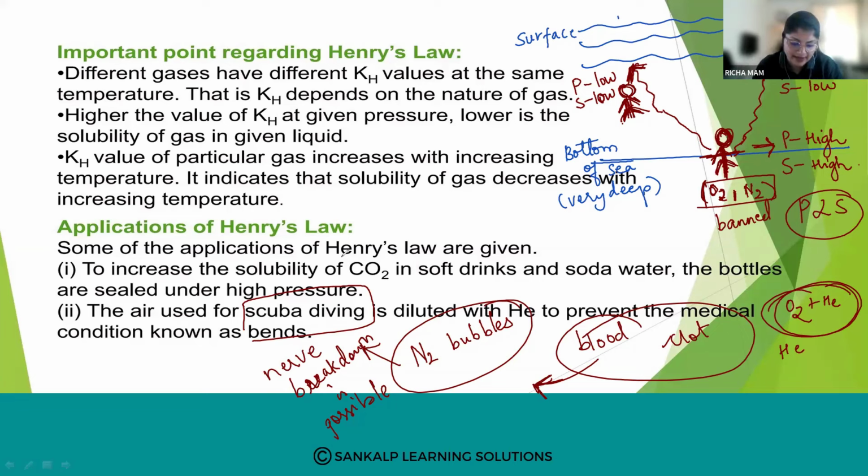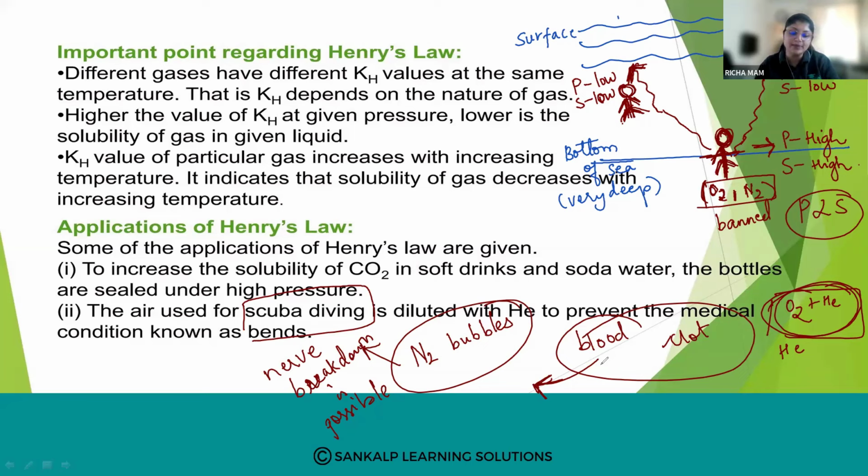Applications are very important, so they will ask you the question. How can it be prevented? How can the scuba divers prevent themselves from this nerve breakdown? What you have to use? You have to use the oxygen plus helium cylinder because helium is less soluble as compared to nitrogen.